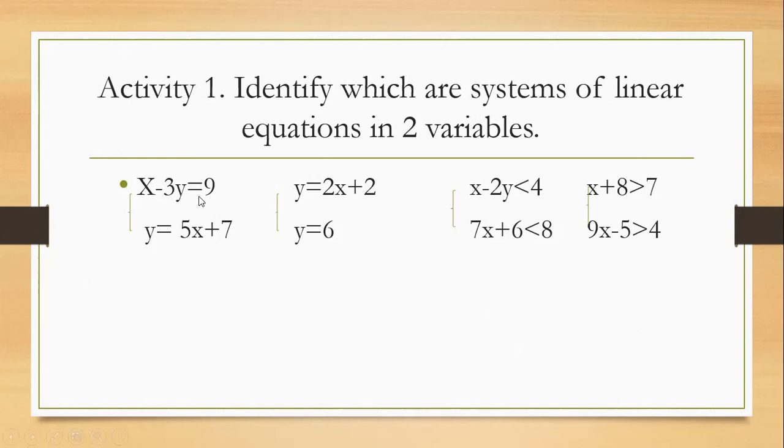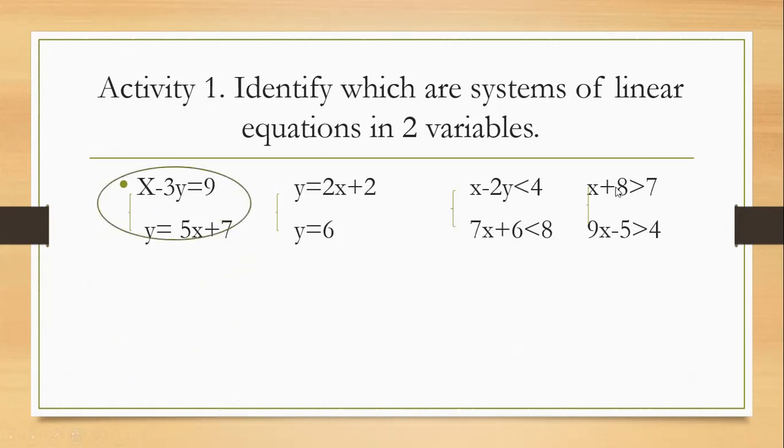For the first one, it consists of two variables followed by an equal sign. For the second one, it has also an equal sign. The first equation has two variables, but the second equation has only one variable. For the third, it has two variables, but the sign is less than. The second one has one variable and less than also. And for the fourth, one variable with a greater than sign. So can you now identify which of them is a system of linear equation?